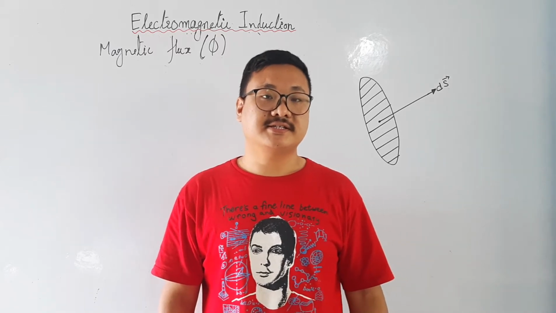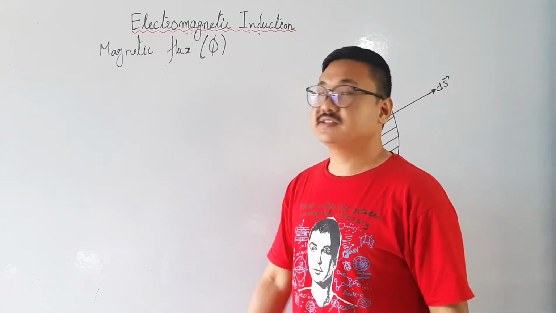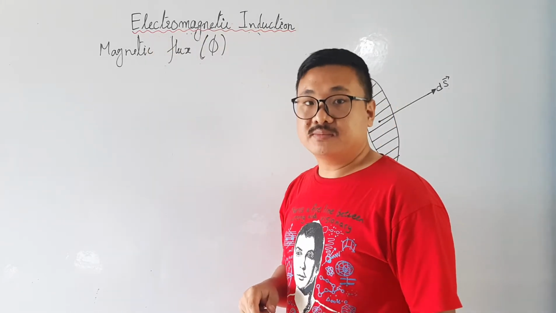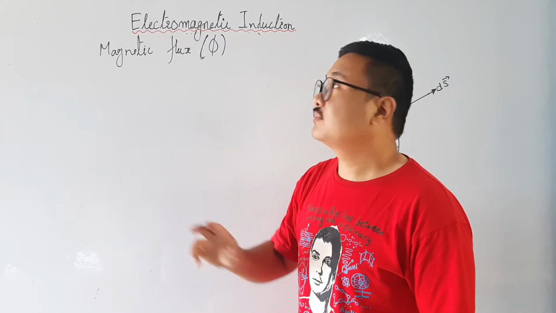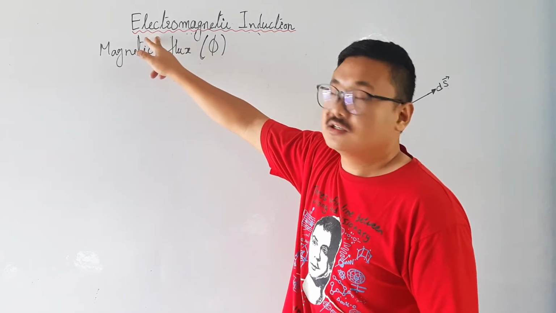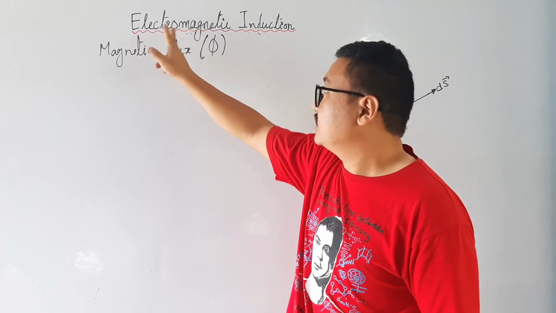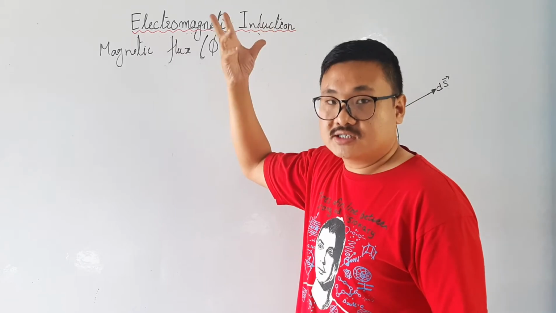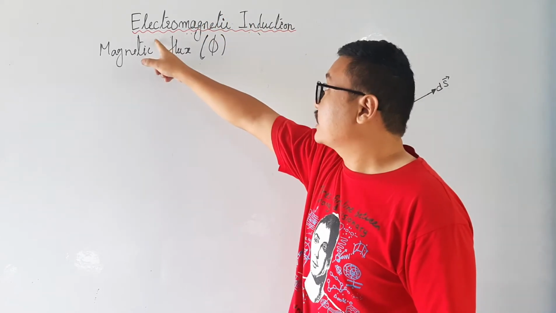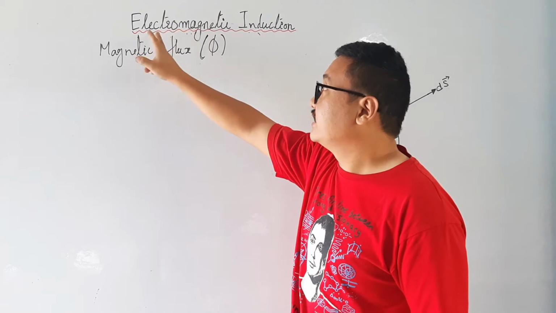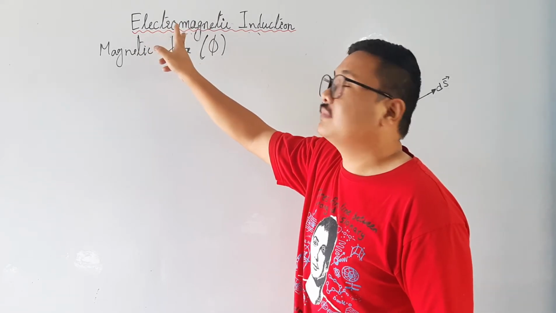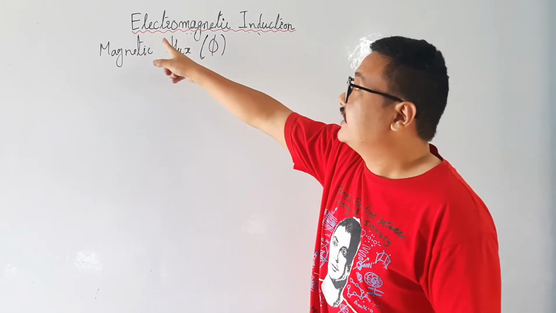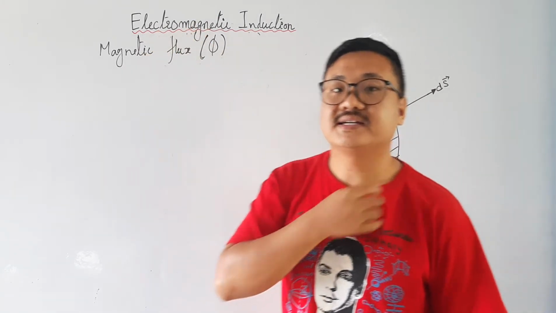Dear students, let us start chapter 6. The name of the chapter is Electromagnetic Induction. So in this chapter, we are going to study the production, the generation of electricity due to magnetic field. Induction means production or generation. Electromagnetic has two words, electricity and magnetism. So we study the generation of electricity with the help of magnetic field.